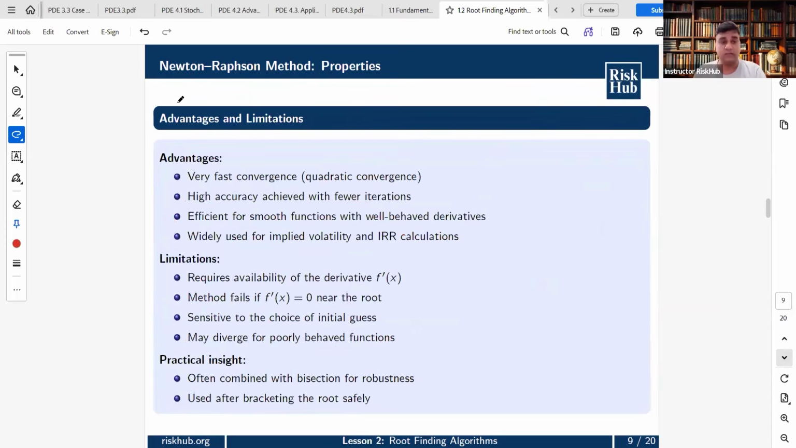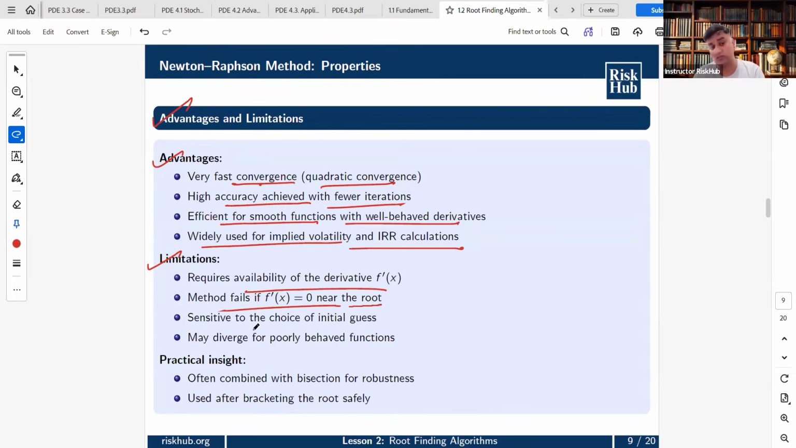Then we get into advantages and limitations. Advantages are very fast convergence, quadratic convergence, high accuracy achieved with fewer iterations, efficient for smooth functions with well-behaved derivatives, widely used for implied volatility and IRR calculations. Limitation: requires availability of f'(x). The method fails if f'(x) is 0 near the root. Sensitivity: the choice of initial guess matters, and it may diverge for poorly behaved functions. Practical insight: it is often combined with bisection for robustness, used after bracketing the root safely, right?